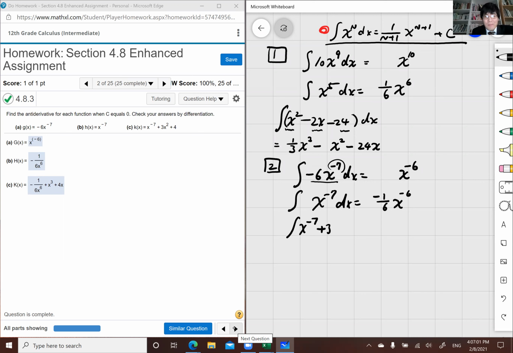And again, when you have a sum or difference of functions, you can take the antiderivative of each term and take the sum. So the first term's antiderivative is -1/6 x to the power of -6, plus this is going to be x cubed, plus this is going to be 4x. Generally, there's plus c, but this problem is finding the antiderivative with c equal to 0. So we are going to ignore this part.